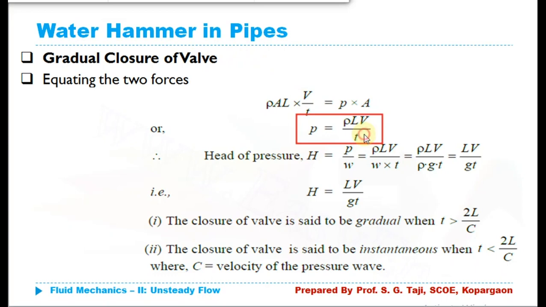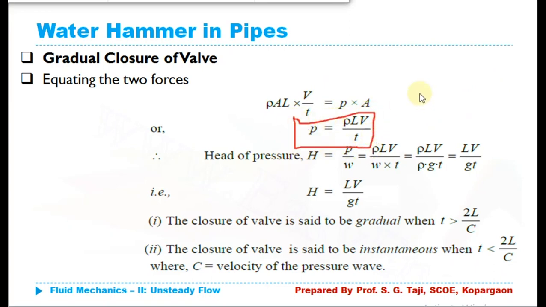The simple equation indicates that the pressure intensity will be directly proportional to the density, to the length of pipe, and to the velocity we have discussed previously, and it is inversely proportional to the time. So more will be the time, lesser will be the pressure, and less will be the time, more will be the pressure. More sudden will be the closure, more will be the intensity of the pressure, and more gradual will be the closure of the valve, that is more time will be taken, obviously less will be the pressure intensity. So remember this equation because it is going to play an important role while we calculate pressure intensity in the pipes due to water hammer.